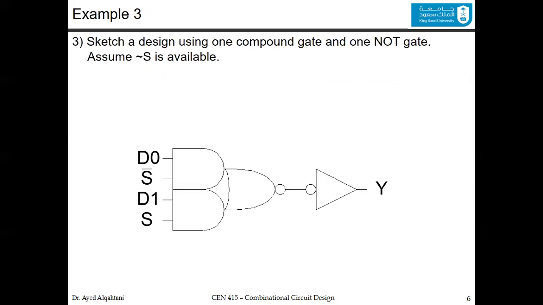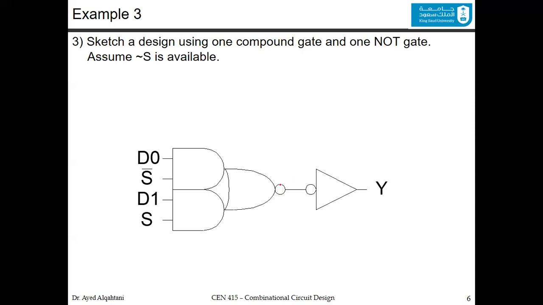Now, for the third example, if you were asked to sketch a design using one compound gate and one NOT gate for the same problem, you say that the whole thing here is the compound gate. Notice that we removed the lines over there to indicate that this is a compound gate that we can design using CMOS transistor-level circuitry. And this is a simple inverter.